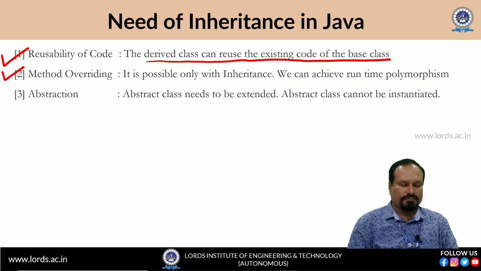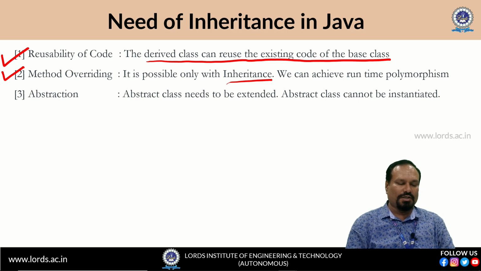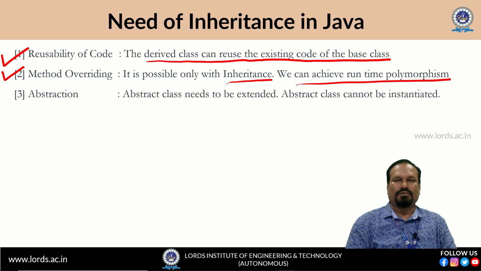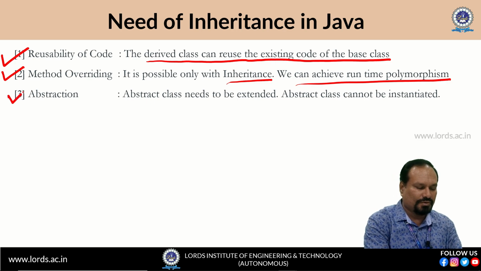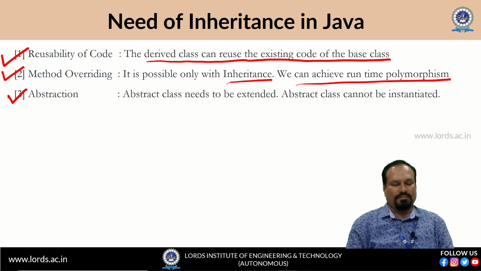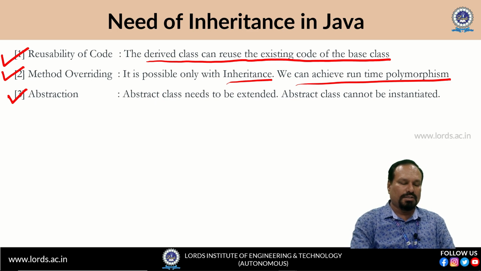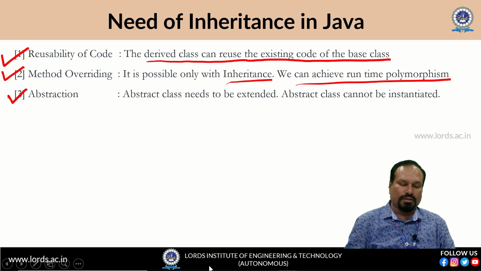The next very important thing is, if we want to implement method overriding, we are bound to use inheritance. With this, we can achieve one important concept of OOPS, that is polymorphism, and specifically runtime polymorphism. And with this, we can have abstraction as well. If you are working with an abstract class, you compulsorily need inheritance, where a child class or derived class needs to implement it.